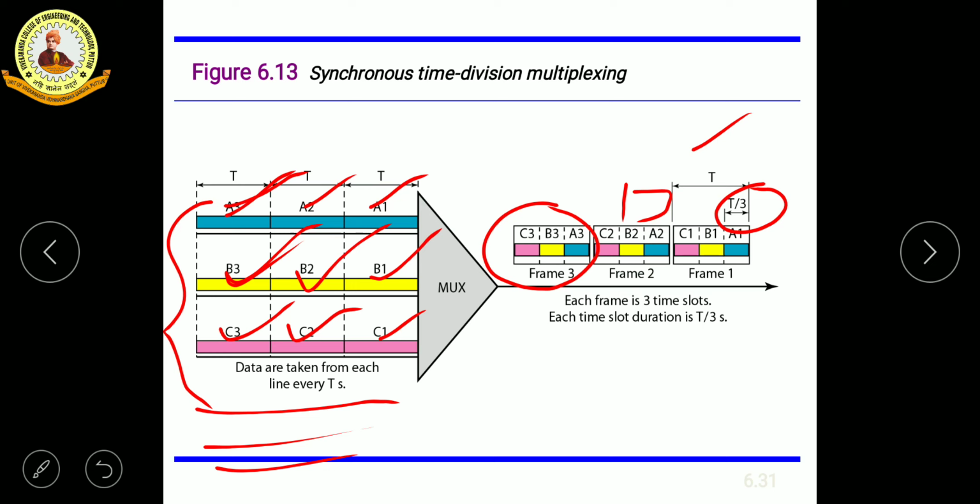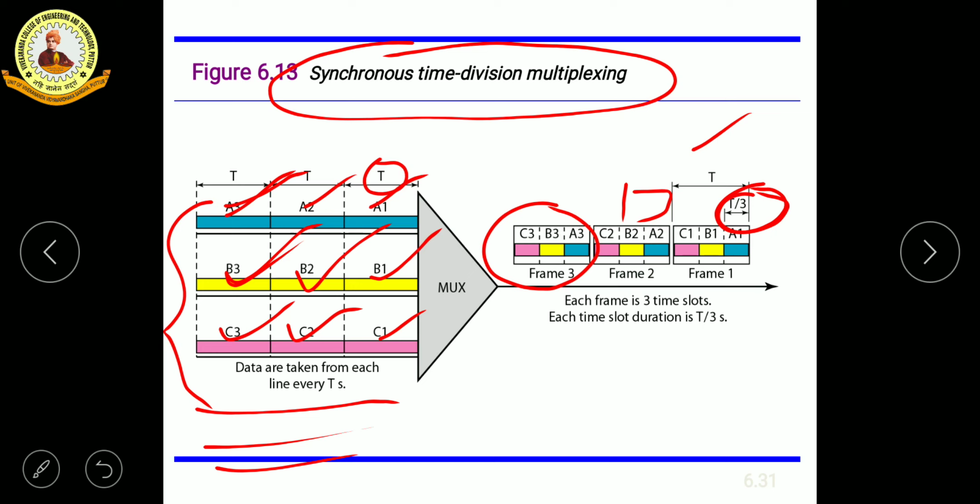So if an input time slot is T seconds, the output time slot is T by n seconds. If it is T, here it will occupy T by n. That is, if we have 3 sources, it is T by 3 here. Where n is the number of connections, in other words, a unit in the output connection has a shorter duration. It travels faster. Figure 6.13, synchronous time division multiplexing, is very important. It gives you the working principle of synchronous time division multiplexing.